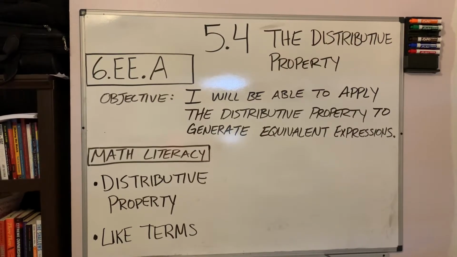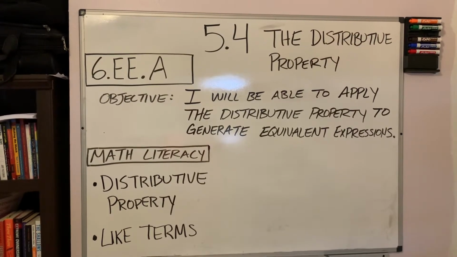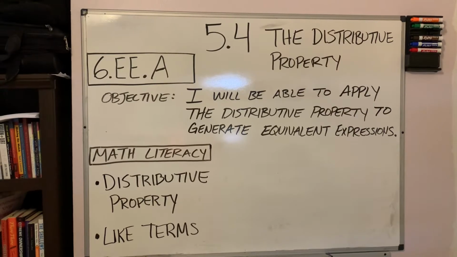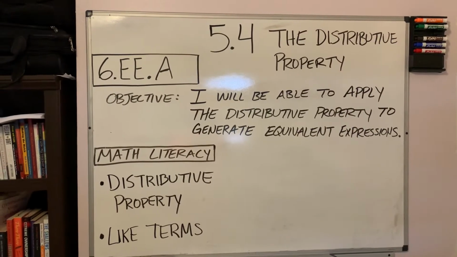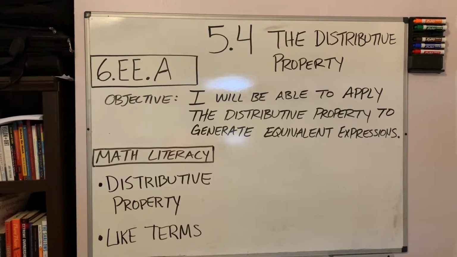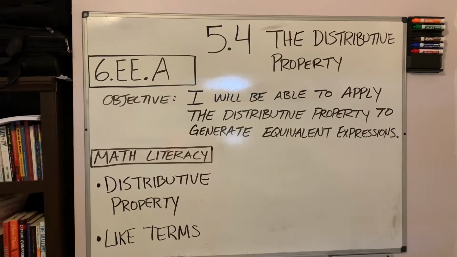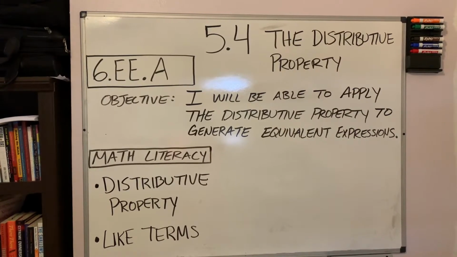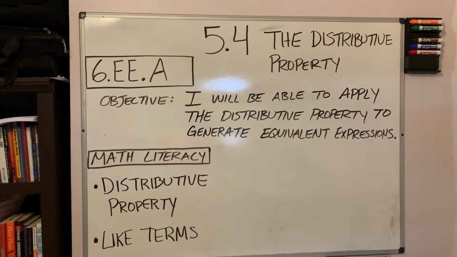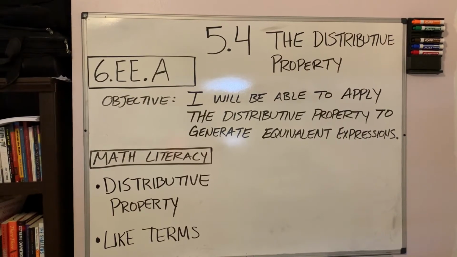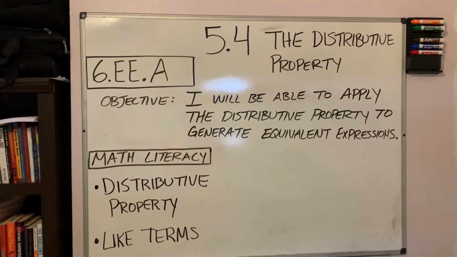All right, today with Math with Mr. Young, we're going to work on 5.4, the distributive property. Our standard is 6th grade evaluating expressions A, and our objective is that we're going to be able to apply the distributive property to generate equivalent expressions. Our mathematical literacy is distributive property and like terms.